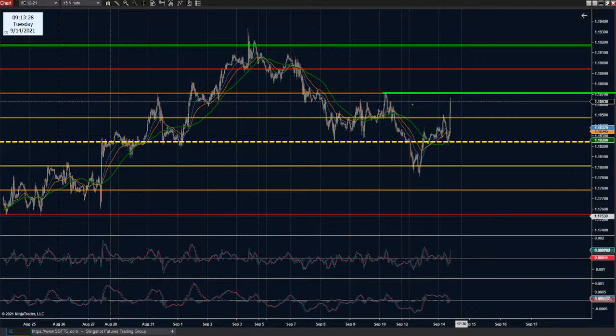Man, it feels like a trend reversal. It looks like a trend reversal. It smells like a trend reversal. And it kind of tastes like one, but we're not quite sure yet, right? It hasn't proven itself yet.